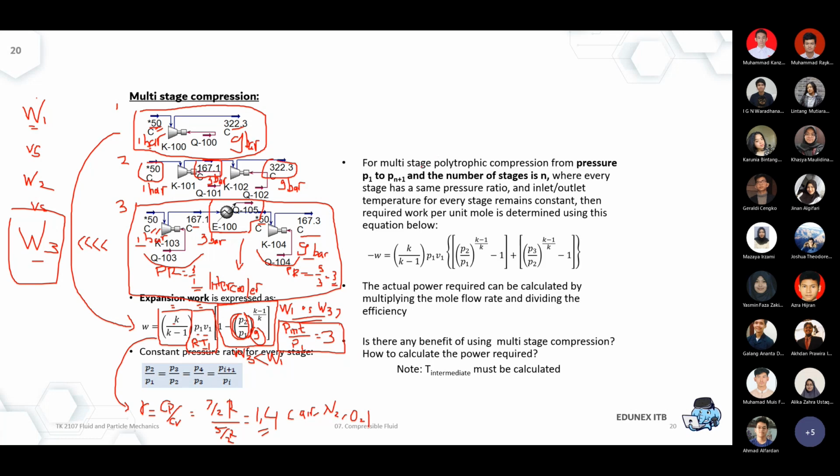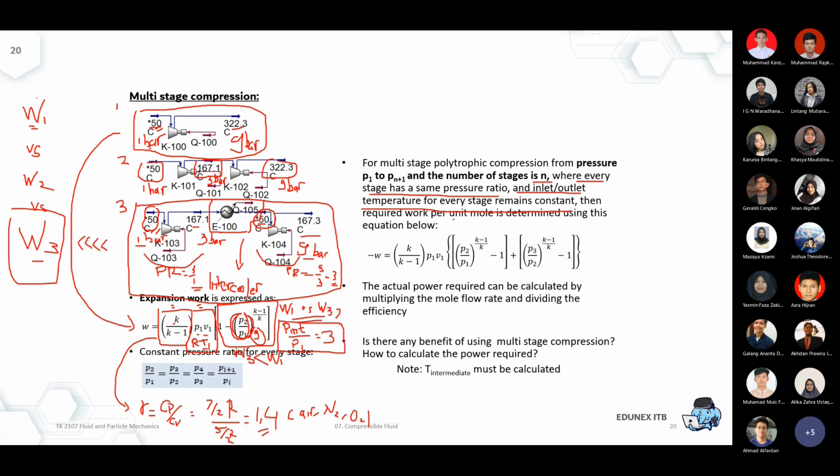Okay, so for multi-stage polytropic or adiabatic compression from P1 to Pn plus 1, let's say now it's P2, and the number of stages is n. Okay, now in this example the number of stages is 2, and careful here, where every stage has the same pressure ratio and inlet-outlet temperature for every stage remains constant, which is found over here. Inlet 50 degrees C, inlet over here is 50 degrees C. Okay, so we have the same temperature when it enters both stages of compressor.